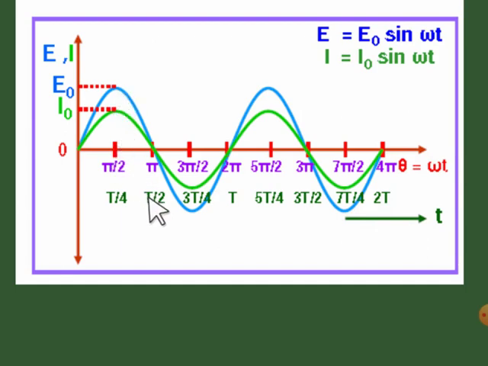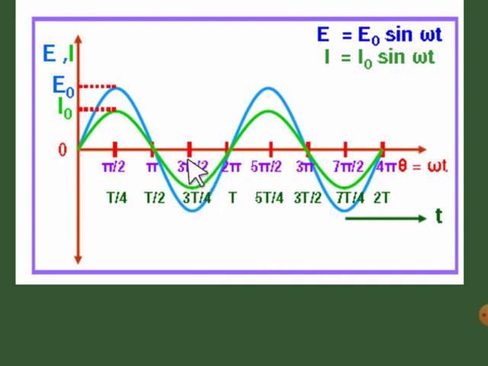When t is equal to capital T by 2, that means half of the time period, then E and I will have 0 value. When small t is equal to thrice capital T by 4, that means 3 times a quarter of the time period, it will have the negative of its peak value, that means E will be equal to minus E naught and I will be equal to minus I naught at this point.